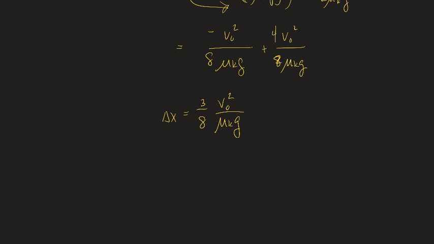Do you have any idea if that's right or not? The top is meters squared per second squared. Mu k has no units, but g is meters per second squared. What's our unit?